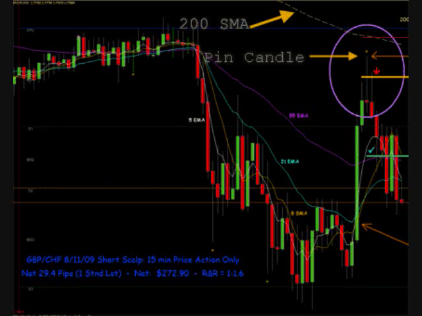If you look at the chart that's on the screen right now, which is a 15-minute chart of the pound Swiss franc currency pair, you'll see there's an overall downtrend of sorts. If you look closely, you'll see there's a 200 moving average in the top right that's trending down. And we also see a pin candle. On the right side, you'll see the pin candle.